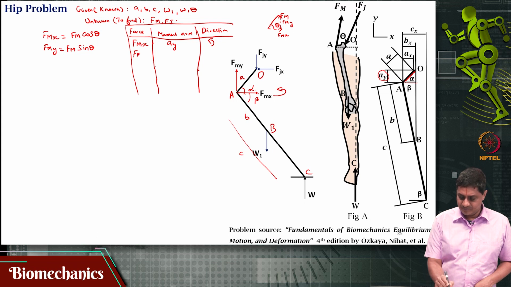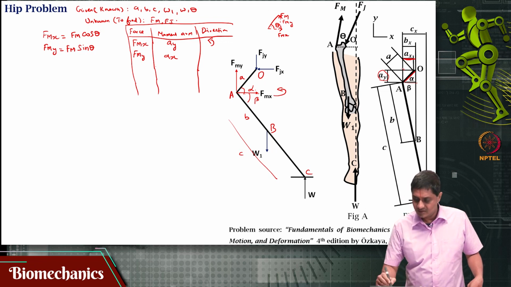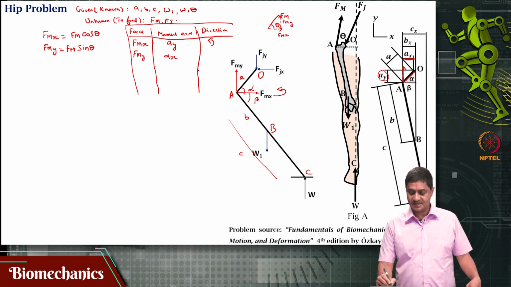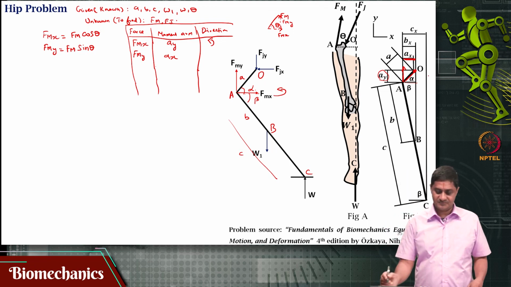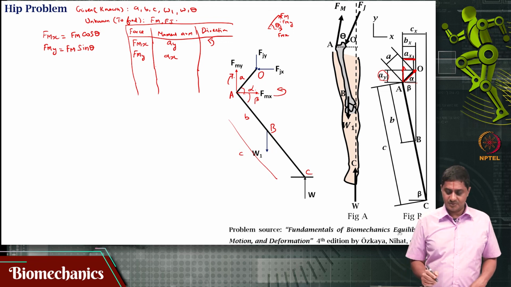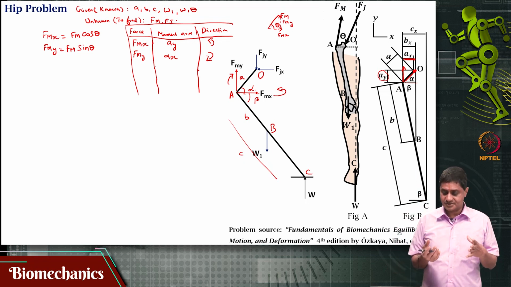Then Fmy, the corresponding moment arm is Ax. So, that is the distance for the y component of the force, that is where the y component of the muscle force is acting along. That particular distance is this, because I am taking the moment about this point O, and this will be the force that will cause a clockwise moment. So, the two components of the muscle force cause moments in two different directions, something to keep in mind.